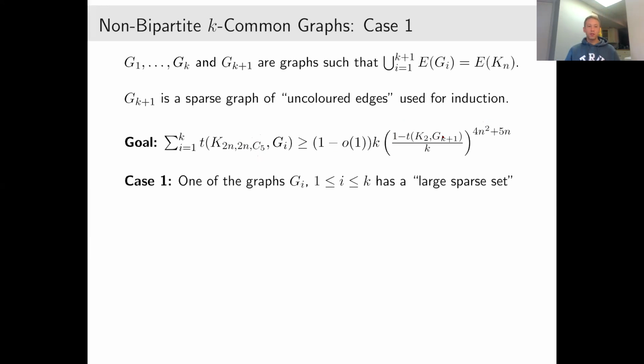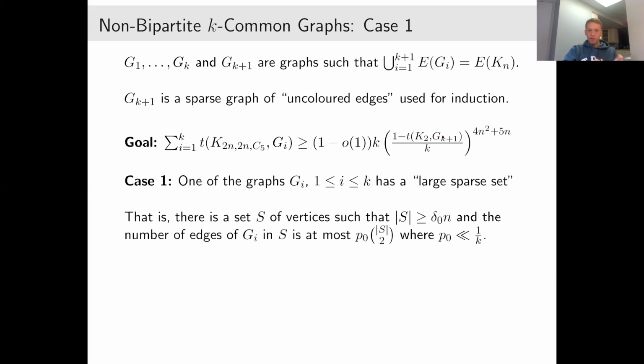The first case I want to consider is where one of the color classes, the ith color, let's say, has a large sparse set. What do I mean by that? There's a linear set of vertices, a set of vertices S, which has size at least delta naught n. There are various parameters in this proof, and they all depend on each other and on k in different ways. So let's not get into details about the dependence on the parameters because we'll go a bit crazy.